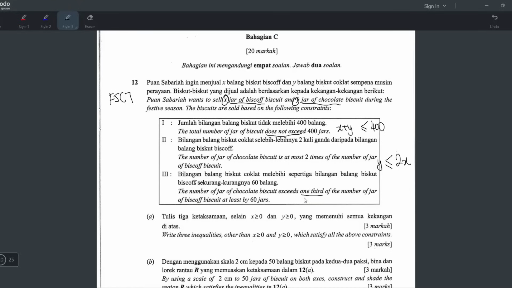Okay, for this you have to find out the difference. And then take the difference, bigger equals 60. Yeah, at least means bigger equals, right? So when you find difference, you usually take big minus small. So separate big, separate small.